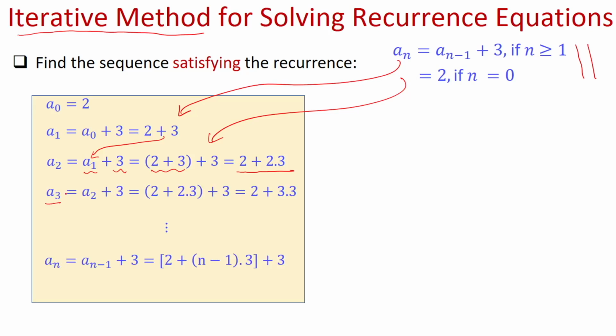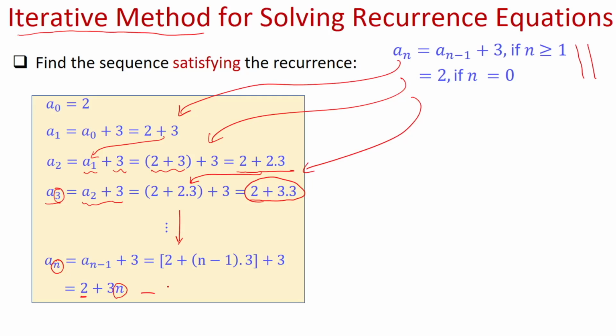Now if I want to find a3, again I will apply the recurrence condition. a3 will be the summation of a2 and 3. a2 I have already obtained, so I can substitute here. And now you see that I start getting a pattern here. When I'm talking about a_n, I will have 2 outside plus n times 3. That's the general pattern that I'm getting here. And that's why if I keep on solving, I get that a_n is 2 plus 3 times n.